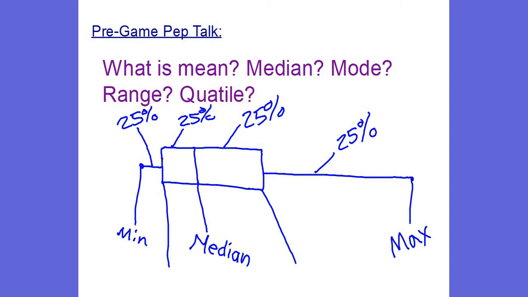If the section is very short, if I have a short whisker or a short box, that means my numbers are closer together to each other. If it's spread far apart, then the numbers are spread far apart. So that's what we're going to get into today, as to what information it gives us.